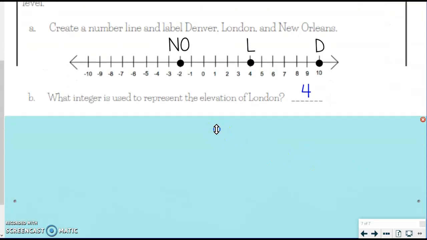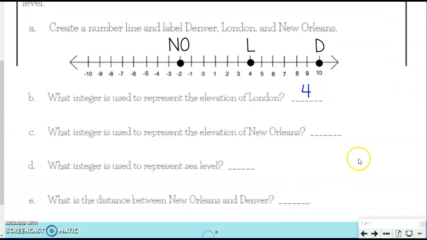So I want you to try these next 3 on your own. Give it a go. See if you can do it. So pause your video and try the C, D, and E on your own. And when you're ready to check, unpause your video. Go ahead, pause it. I hope you paused your video. So here we go.